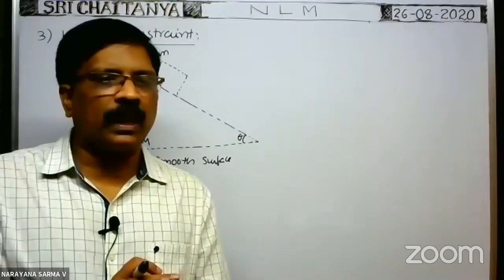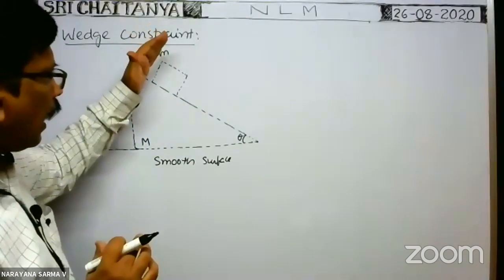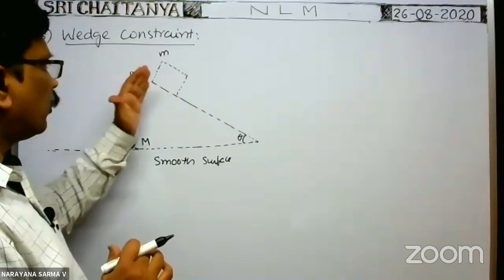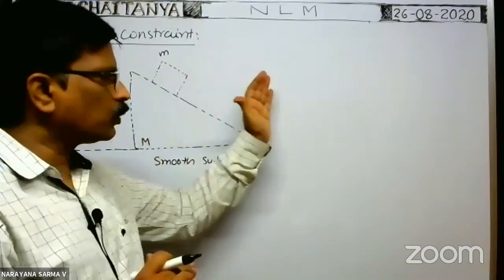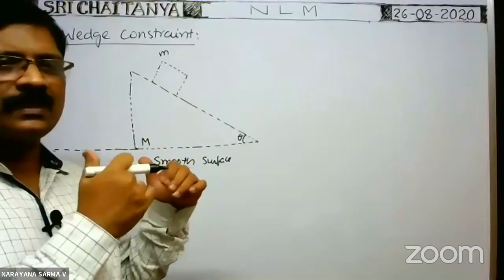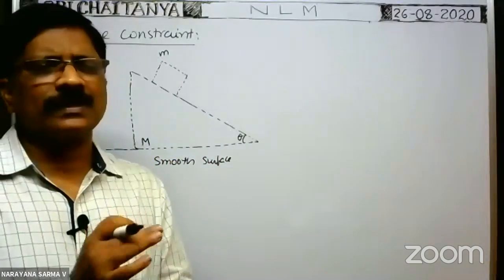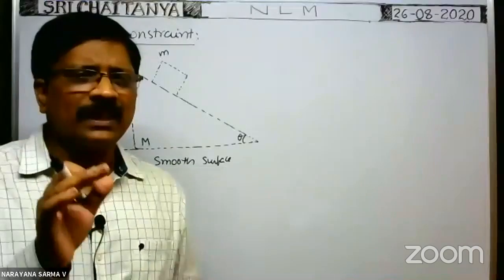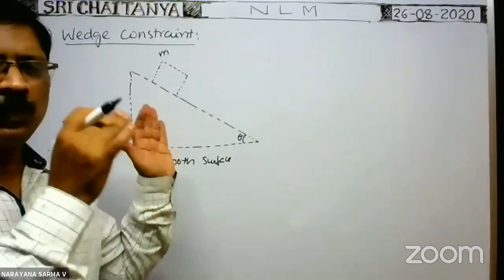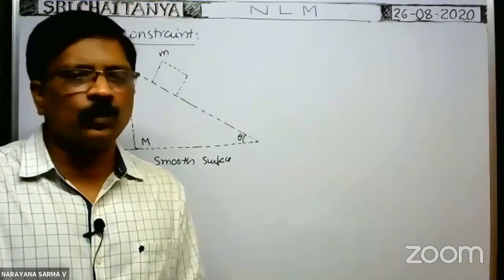What about the block? Of course, the block comes down. At the same time, whenever the block comes down, the wedge travels in this direction. So the block moves downwards, and at the same time, simultaneously, it moves towards right also. What is the reason? When you release the entire system like this, why does the wedge move towards left?